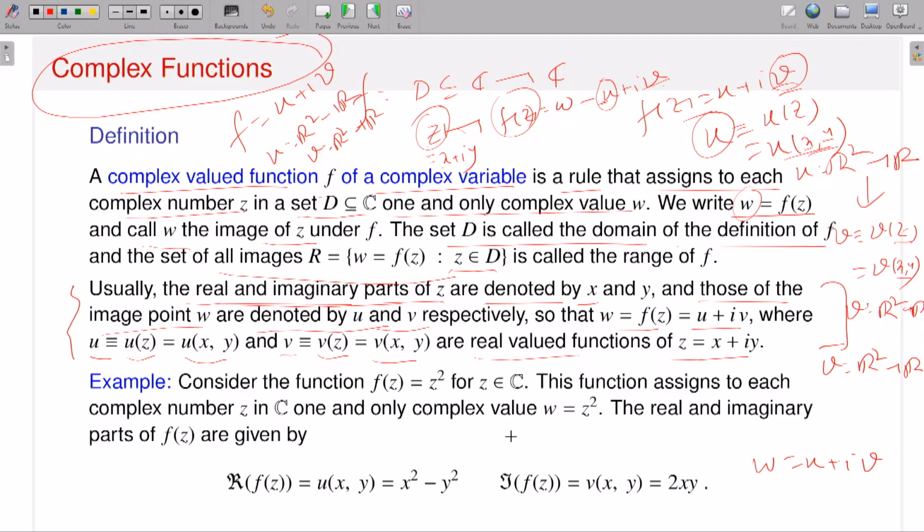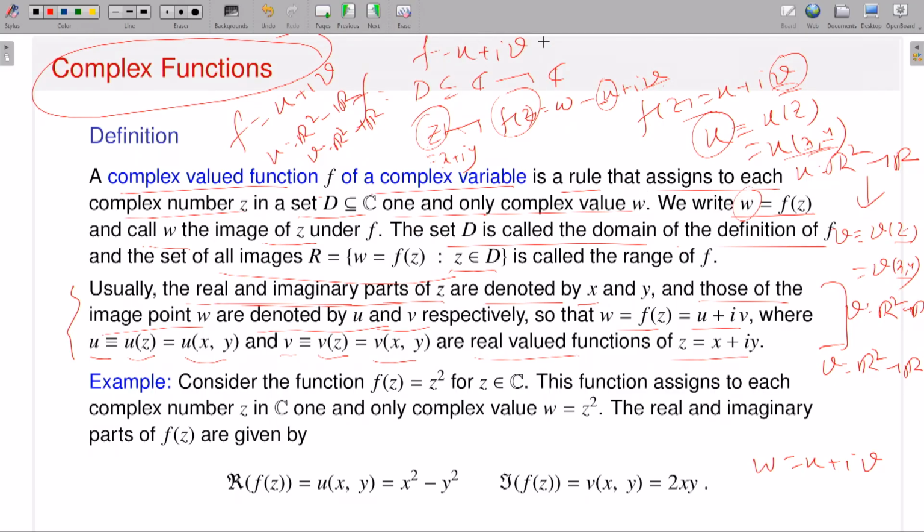Either if I have an explicit function, I can write what my u and my v are, or if I say that this is my u and this is my v, and I write u plus iv, it is a complex valued function of a complex variable. Okay, so this is very important. Later on you will see, if I have a representation, f is equal to u plus iv.